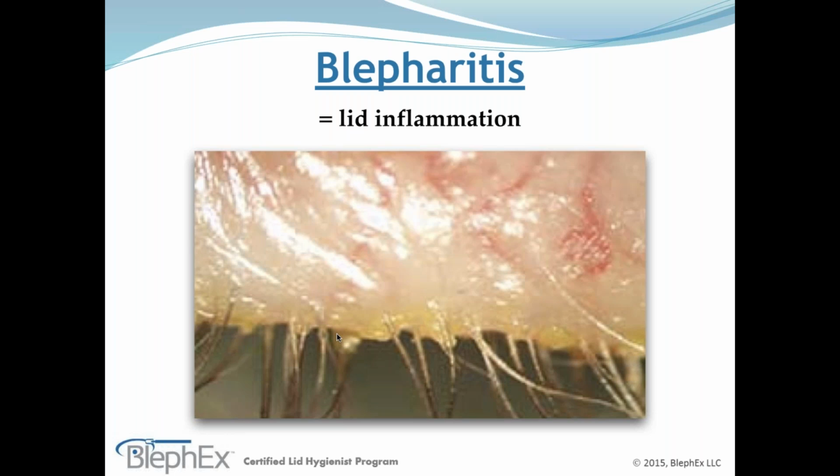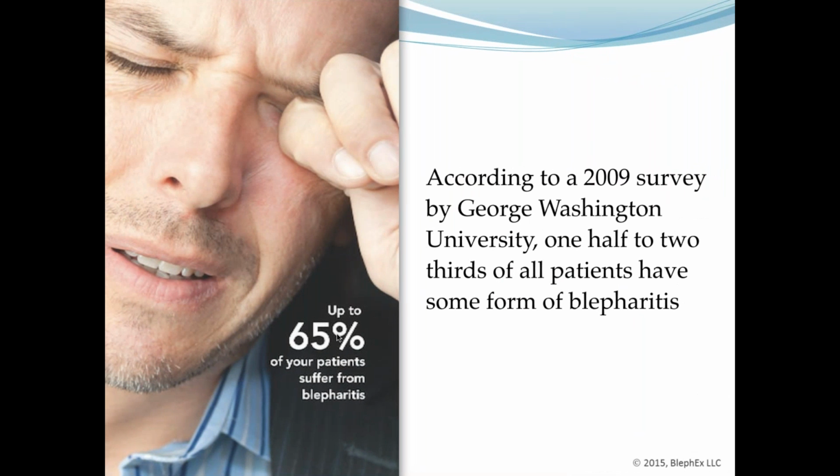Of everything is this inflammatory lid margin disease called blepharitis. So we wanted to go into depth on that. From a 2009 study at George Washington University, one half to two thirds of all patients have some form of blepharitis.